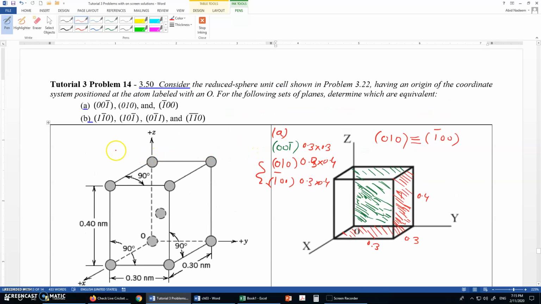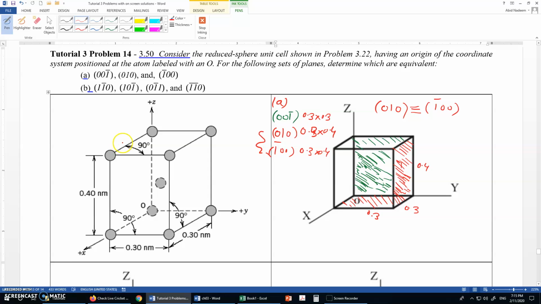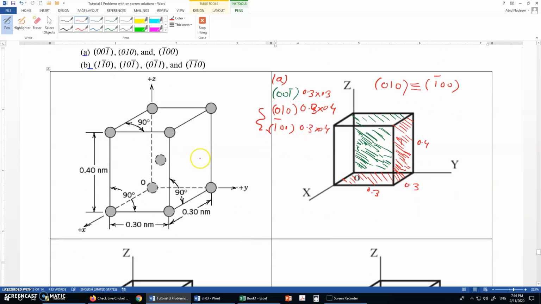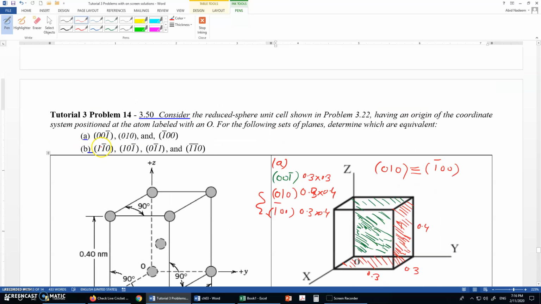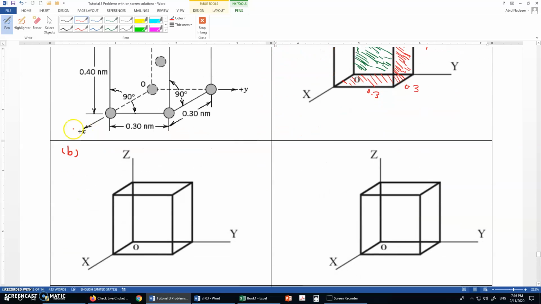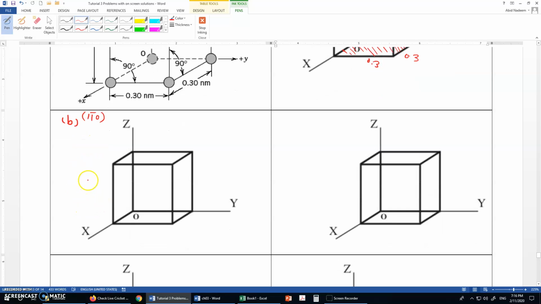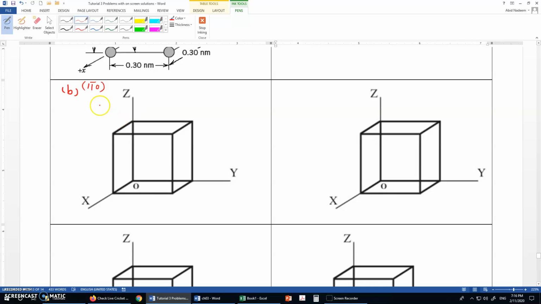Okay, next we need to check this plane, part B. In part B, we need to find which planes are equivalent. So we need to draw these planes. So 1 1 bar 0, okay, 1 1 bar 0. So we can draw this plane 1 1 bar 0.